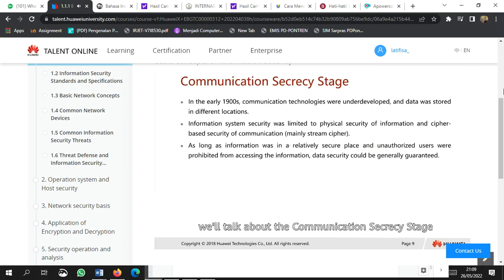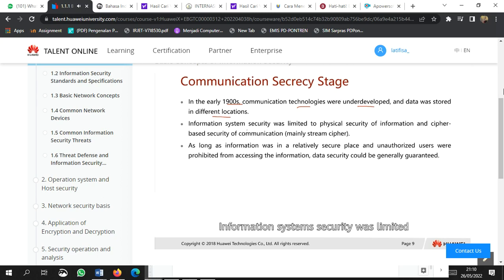Okay, so next we talk about the communication secrecy stage. In the early 1900s, communication technologies were underdeveloped, and data were stored in different locations. When we talk about data stored in different locations, we are referring to physical data, right? Maybe letters, hard copies of information, or some pictures stored in physical locations.